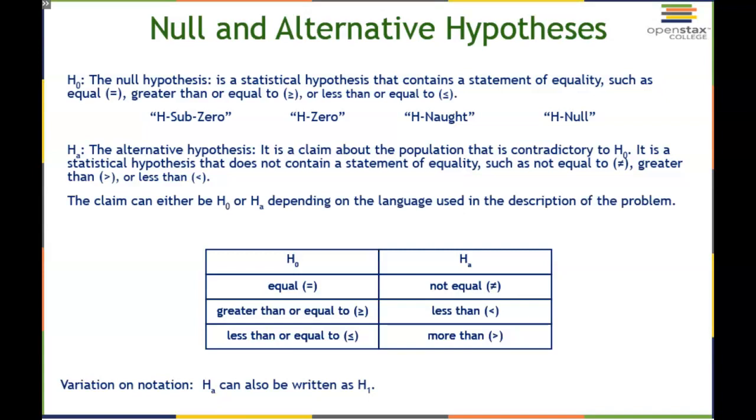Your claim itself can either be an H0 or an HA depending on the language used in the description of the problem. But we will only ever run our hypothesis testing on the null hypothesis. We never test the alternative. Even if our claim is the alternative, we will never test an HA. We will only ever test an H0.